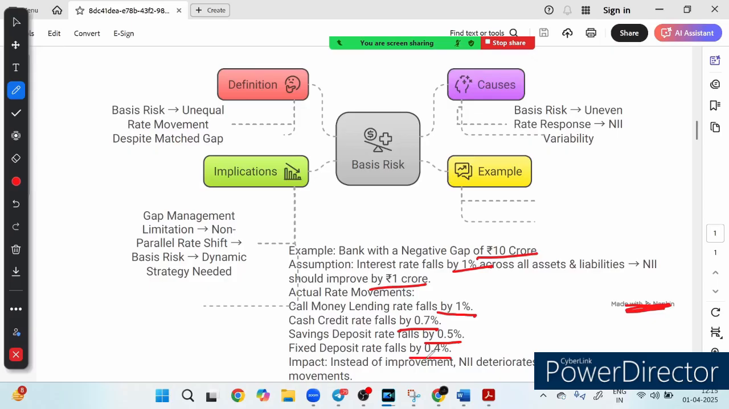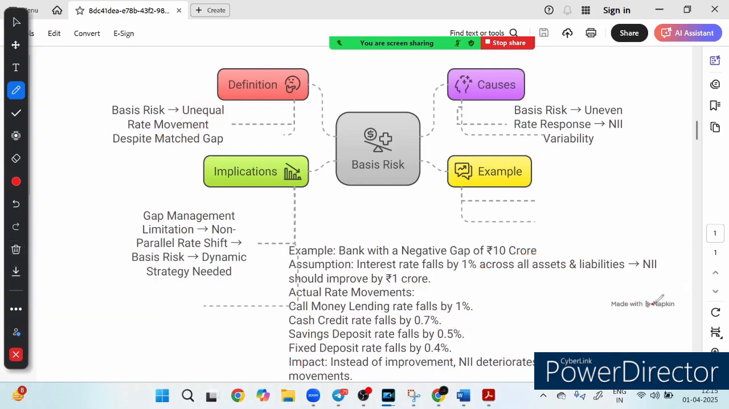The rate of movement in different asset categories is different, and this causes basis risk, right? So this is called unequal rate movement despite a matched gap. We can see all these assets have unequal rate movement. Someone is decreasing by 1%, someone by 0.7%. So this unequal rate movement causes something called basis risk. Remember this phrase, unequal rate movement. You will always remember it.